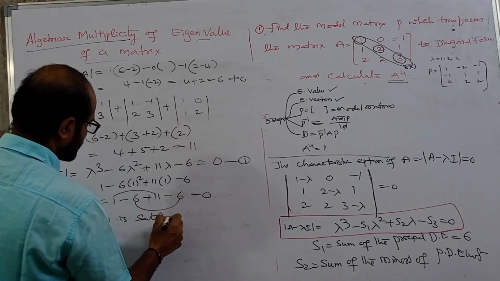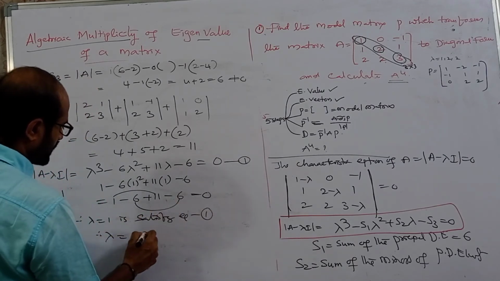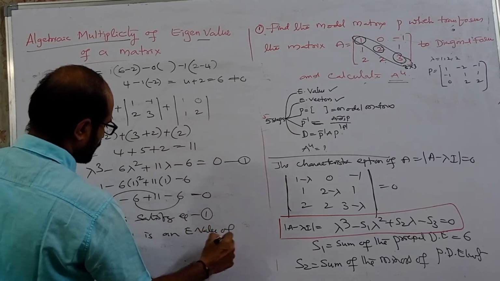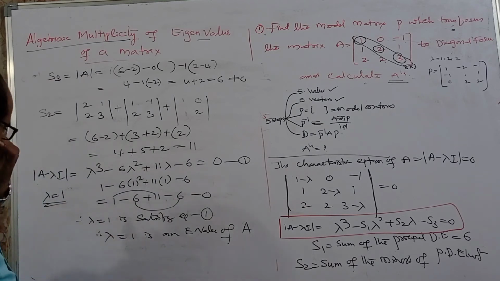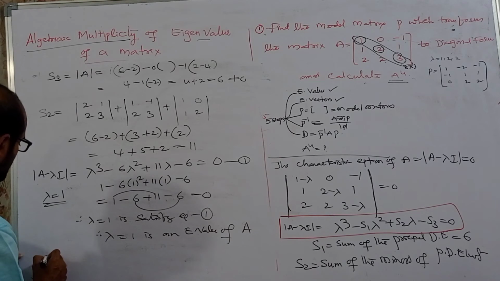It is satisfying equation 1. It means lambda equal to 1 is an eigenvalue of A. So this is the one eigenvalue. To find the remaining eigenvalues, I use Horner's method or synthetic division method.